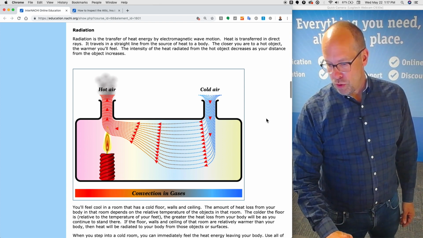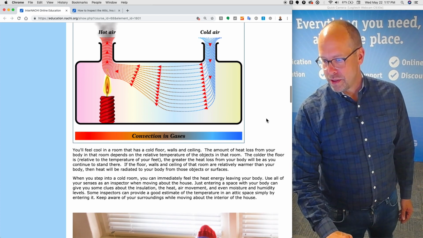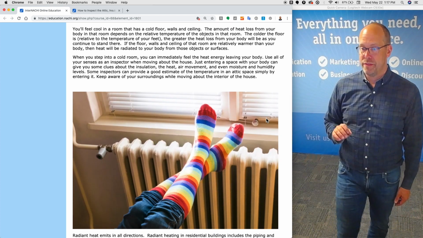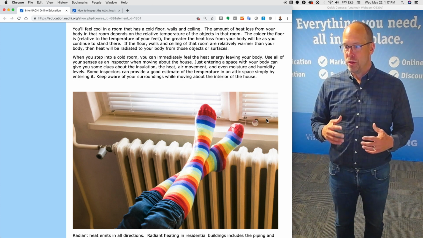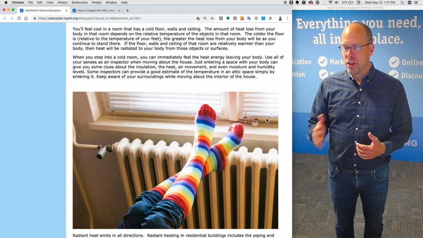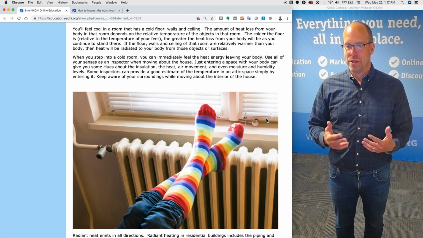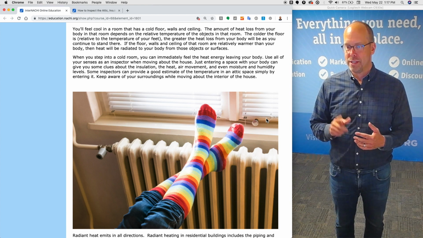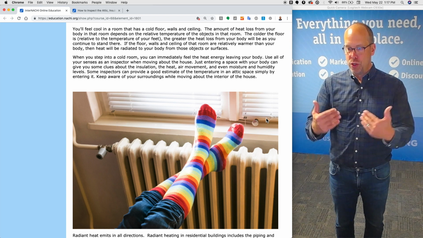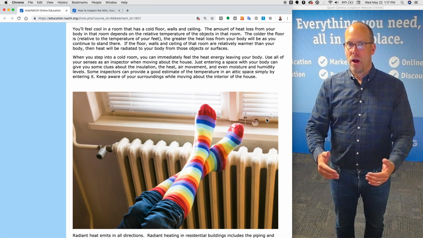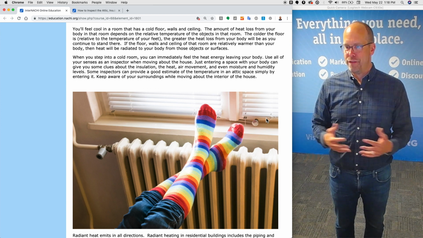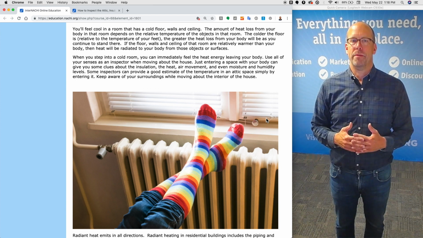You'll feel cool in a room that has a cold floor, walls, and ceiling. The amount of heat loss from your body in that room depends on the relative temperature of the objects in that room. So the colder the floor is relative to the temperature of your feet, the greater the heat loss from your body will be as you continue to stand there. If the floor, walls, and ceilings of that room are relatively warmer than your body, then heat will be radiated to your body from those warm objects or surfaces. When you step into a cold room, you can immediately feel the heat energy leaving your body.